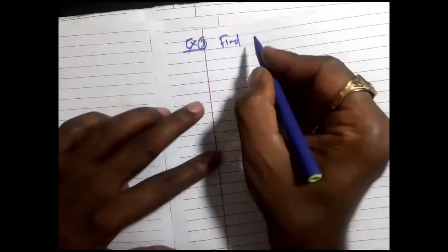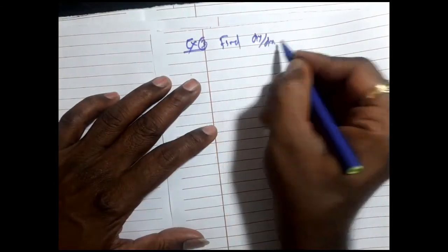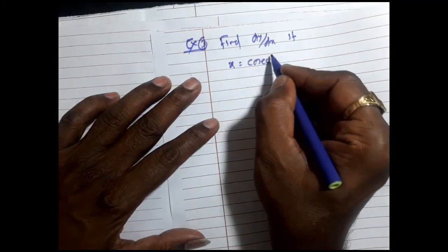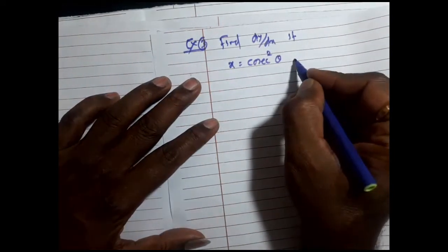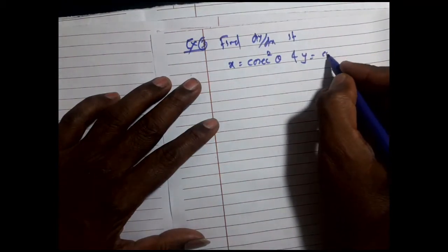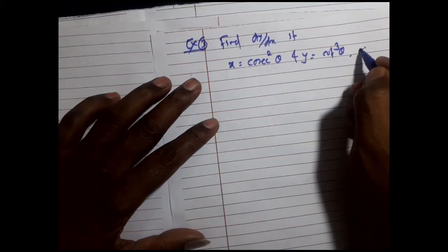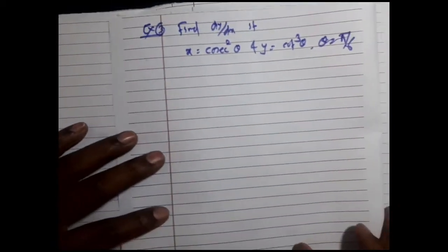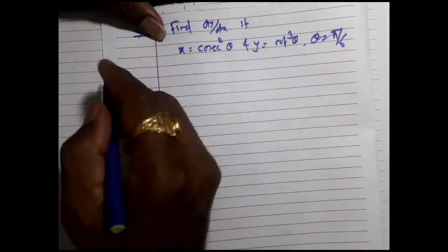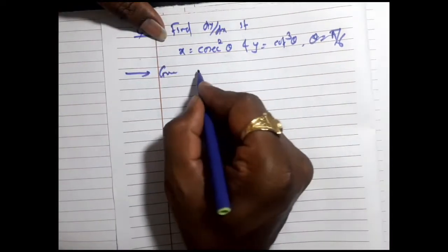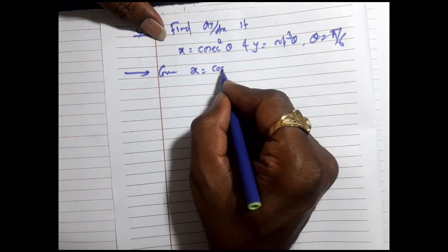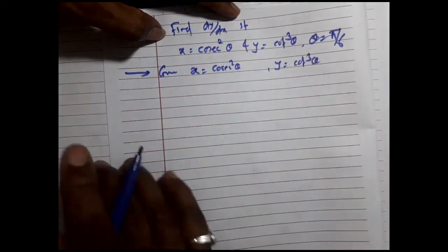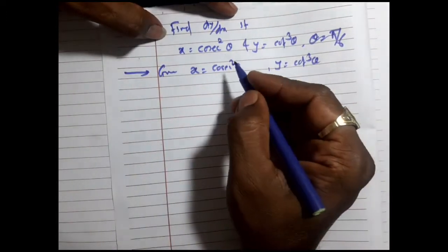Next, example number 3. Find dy by dx if x is equal to cosec square theta and y is equal to cot cube theta, where theta is equal to pi by 6. Given x is equal to cosec square theta, y is equal to cot cube theta. So here we are going to use composite function.